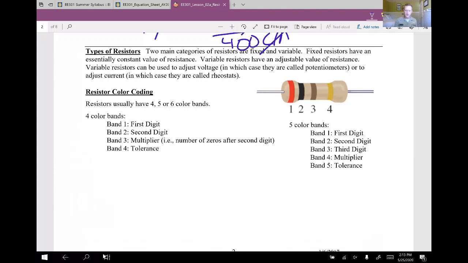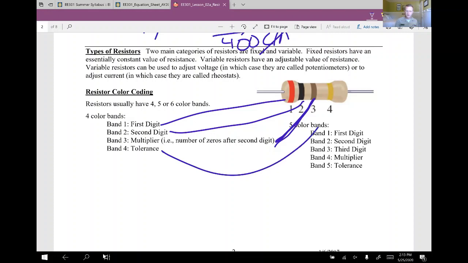And this one is a 4-band resistor. You can see 1, 2, 3, 4 bands. Each of these descriptors right here: the first band is the first digit of the number, the second band is the second digit, and this one here is a multiplier. So it's multiplying it by something, and this is its tolerance level.